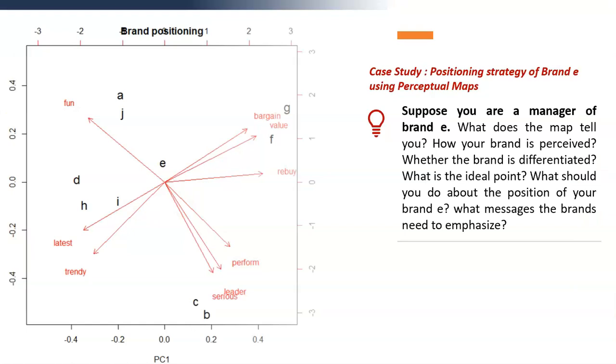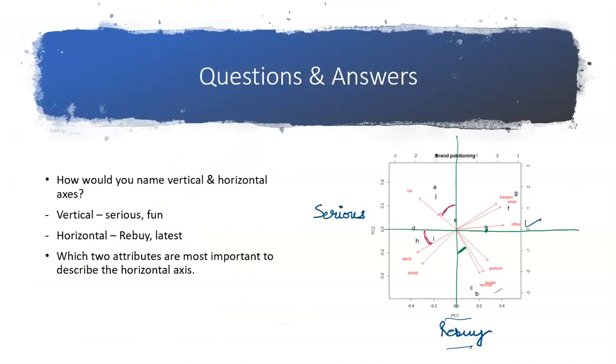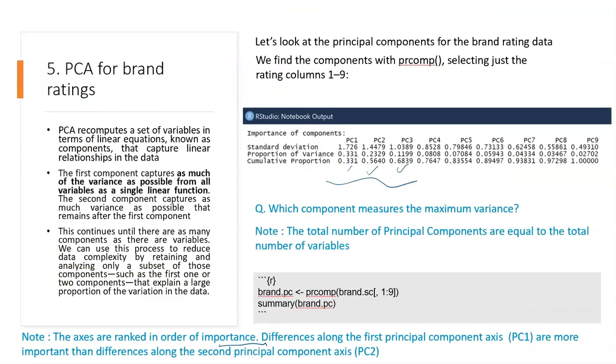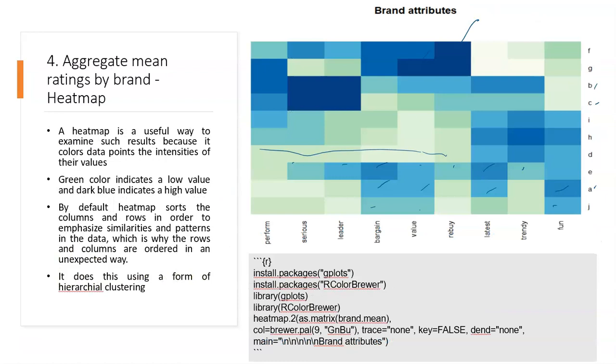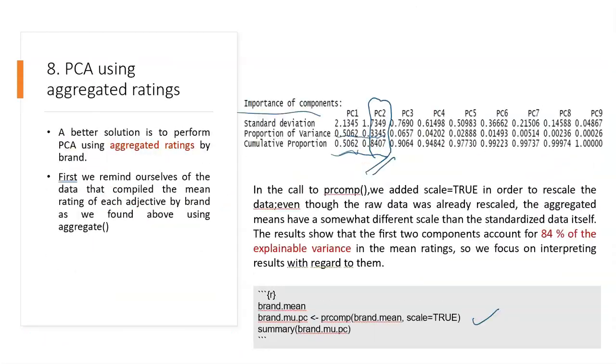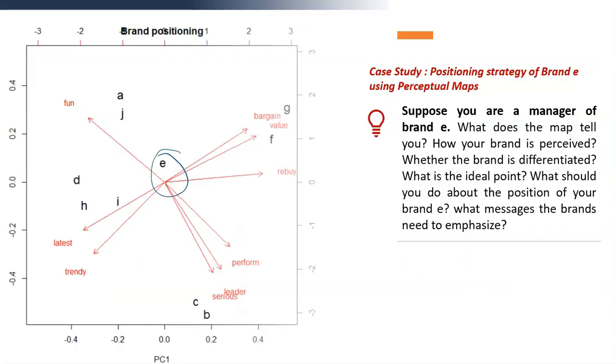You can see that brand E is here and there is no adjective here. The reason can be that this brand is loading moderately on all the variables, and clearly it's not differentiated. If you remember from the heat map, it says the same thing. Brand E is not loading high on any of the variables. Basically this brand is not a differentiated brand.